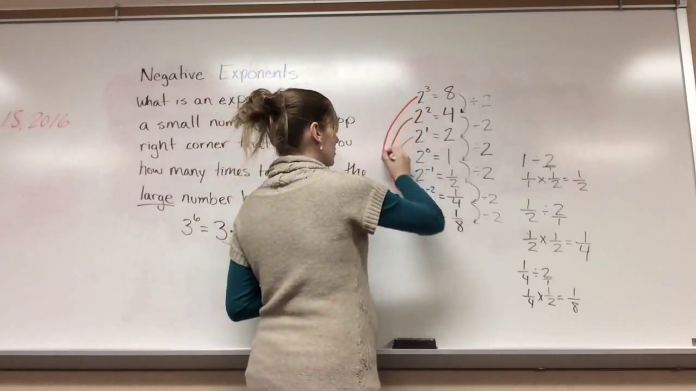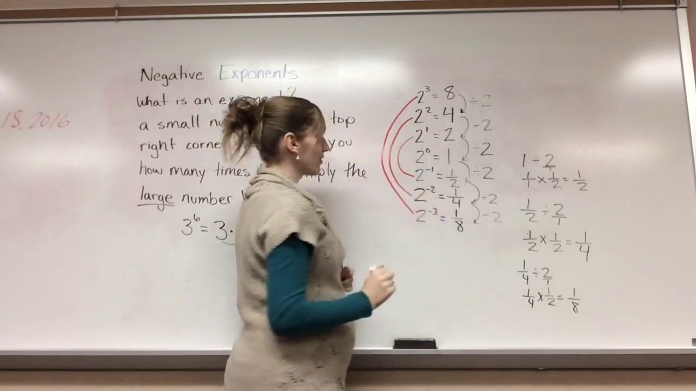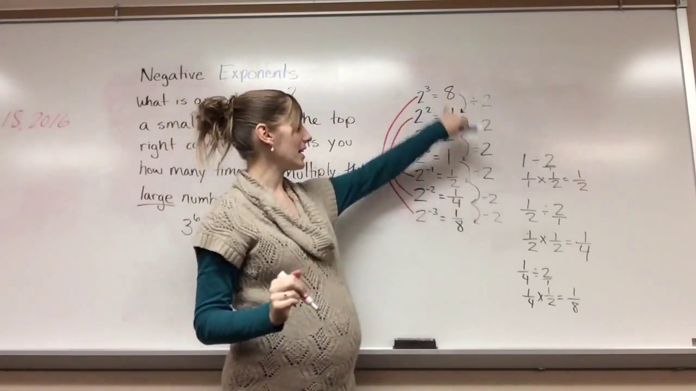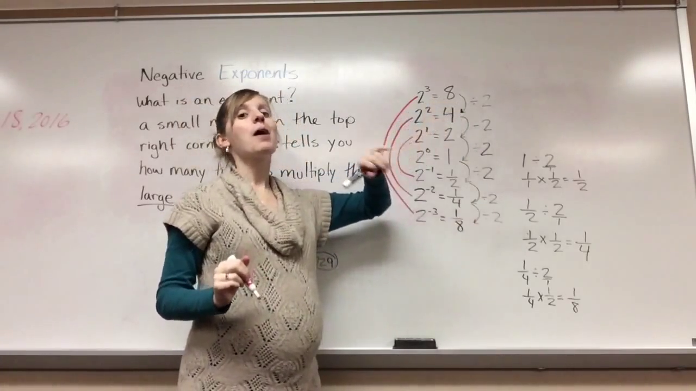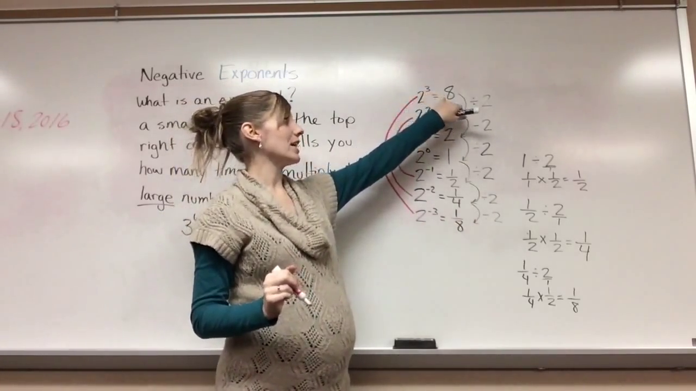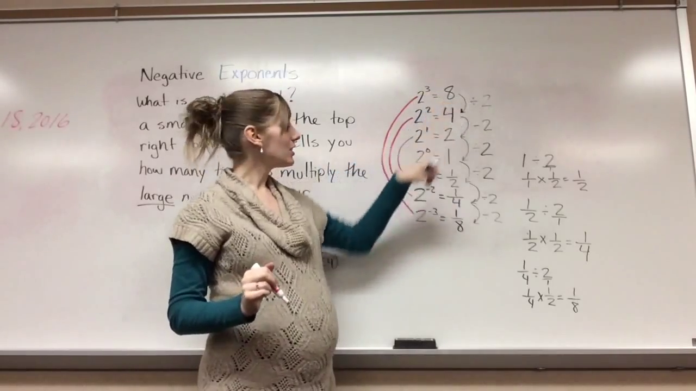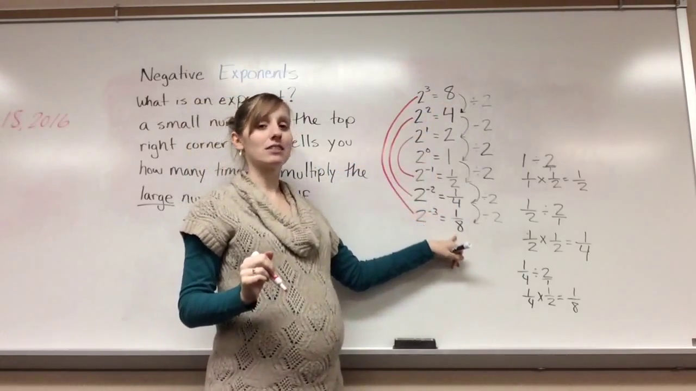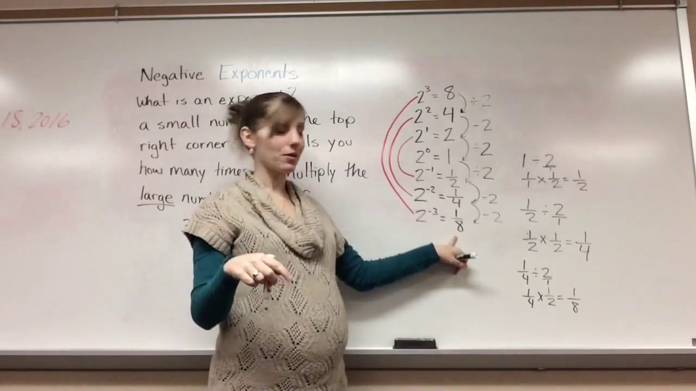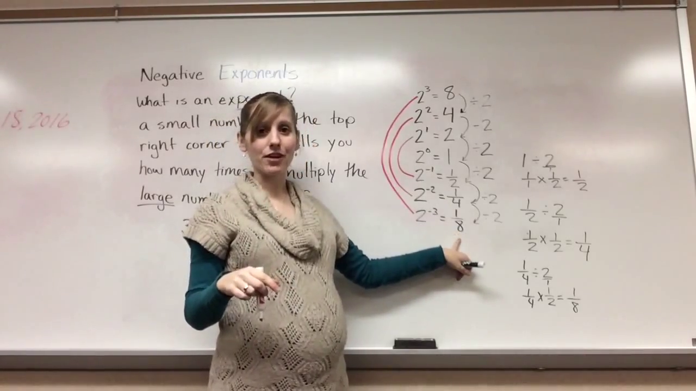Lastly, let's compare 2 to the third to 2 to the negative third. They both have 8's in their answer, but 2 to the positive 3 is just a whole number 8. 2 to the negative third is a positive 1/8, okay? The 8 is in the denominator of the fraction.